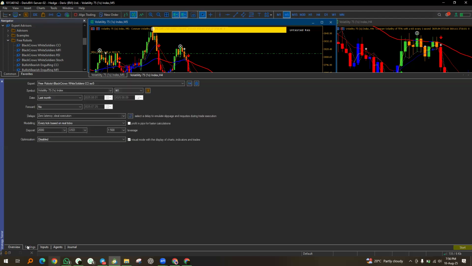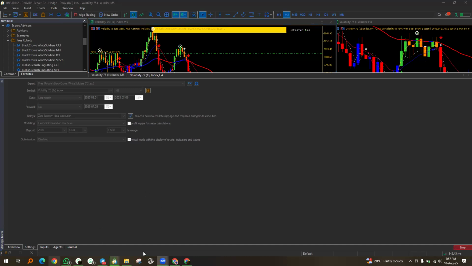So now on the settings, that's right here. You go to the far bottom, the bottom right, and you click on start. So at this point, what it's doing, it's downloading the information. If you don't have the information, MT5 will start downloading the information for you. You see a progress bar on the bottom saying downloading all the information.